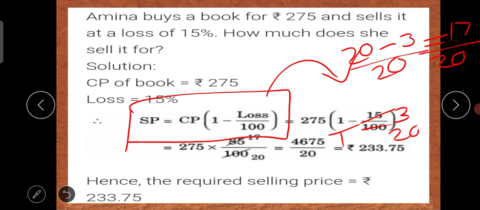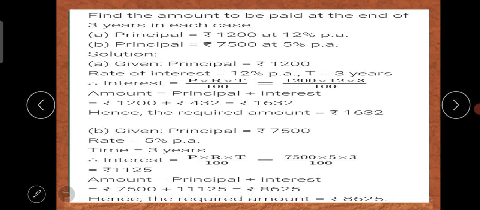Okay. So 275 is multiplied by 17 upon 20. Now 275 multiplied by 17, we will get 4675. Divided by 20, we will get the answer 233.75. So the selling price will be 233.75.